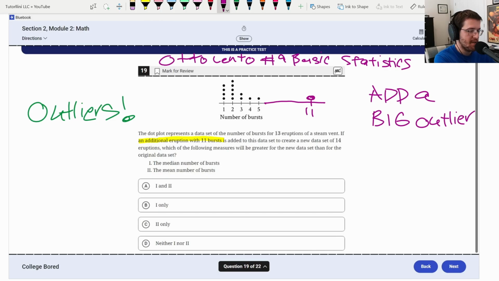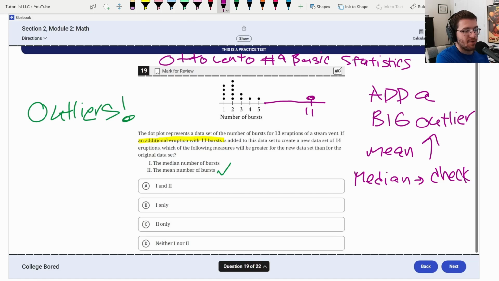When this happens, the mean will certainly go up because that number pulls the mean up. Think about it. Like if Bill Gates walked into your house, the average salary would probably skyrocket, right? It's very similar to that, just less extreme. So the mean is definitely going to go up. I talk about in my video, the median is either going to go up or it's going to stay the same. So the median, we're not sure. We have to check.